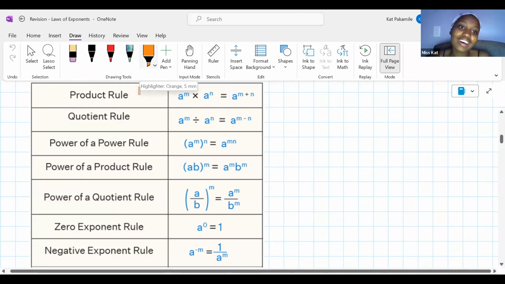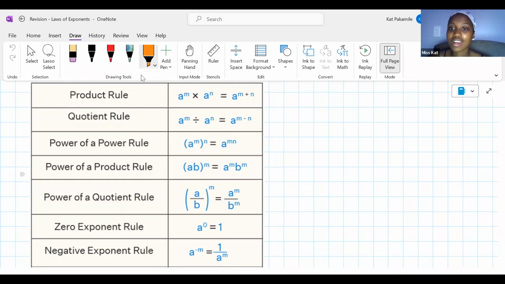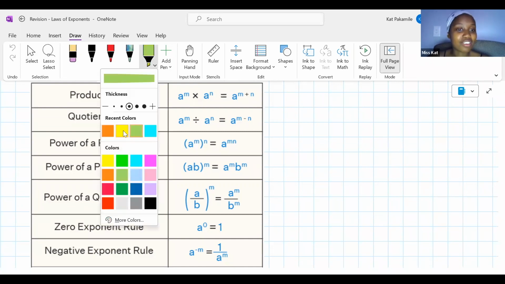Okay, let's go through the rules again just to see if you guys remember.